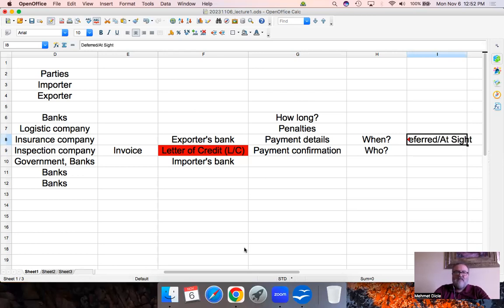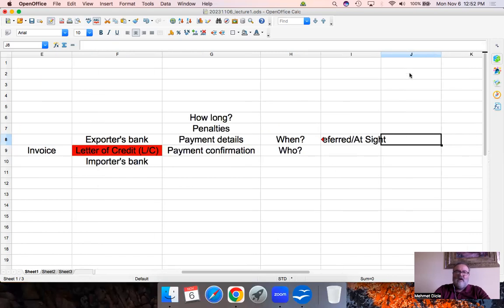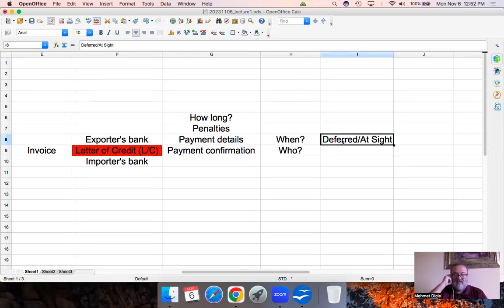So the deferred payment refers to when the exporter is okay with receiving a payment after they deliver, after a certain period of time. And this time can be 2 weeks, a month. It literally can be 3 days. It could be a year. It is based on how much time the exporter is willing to provide for the importer to pay.